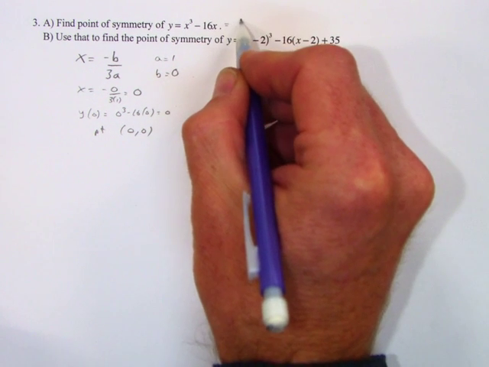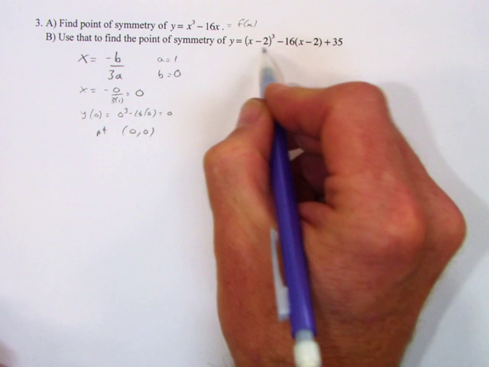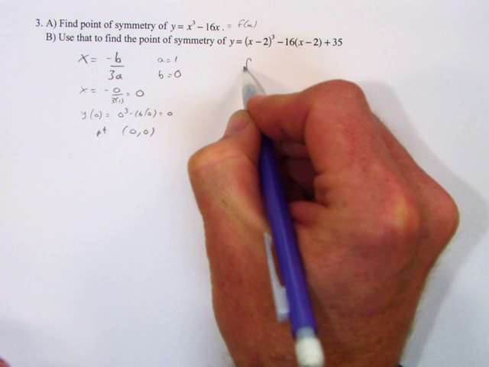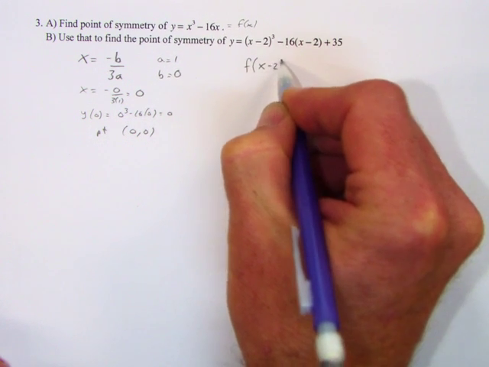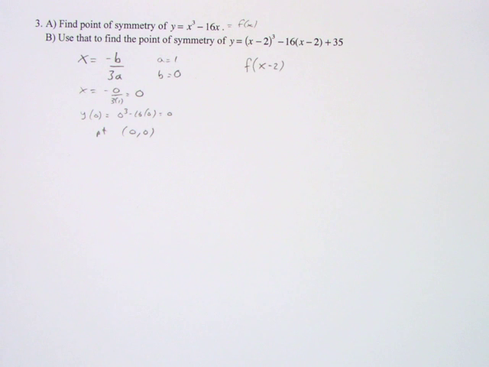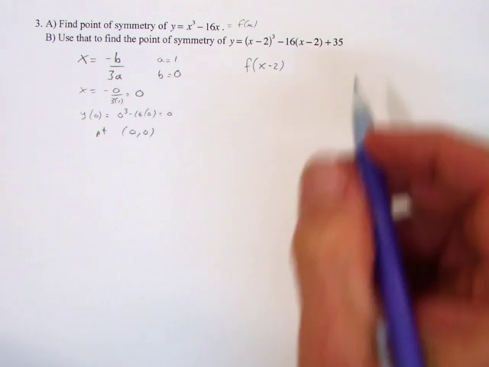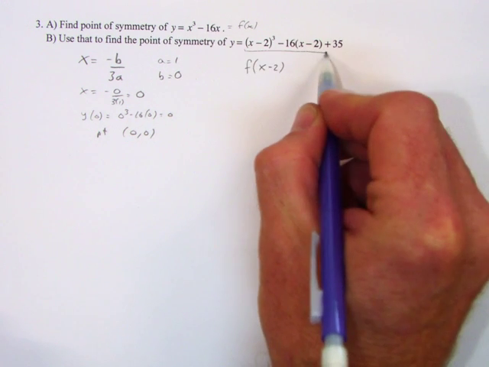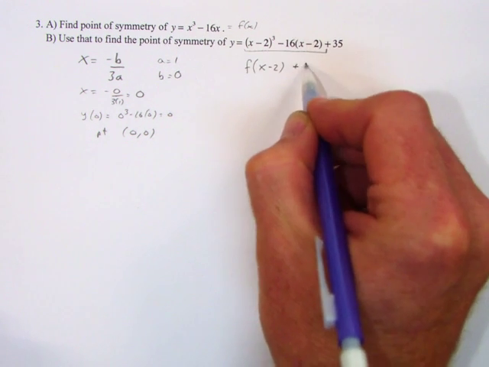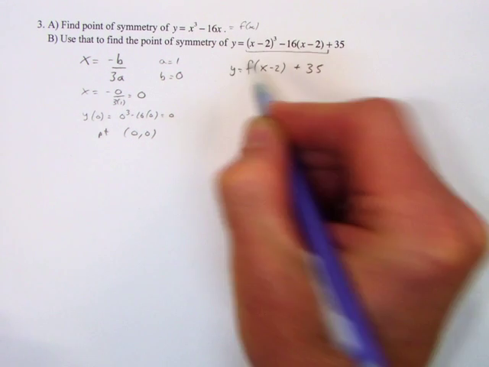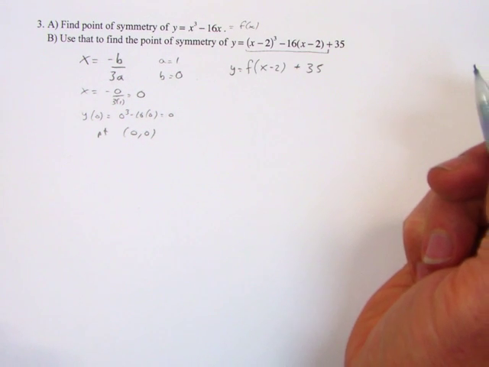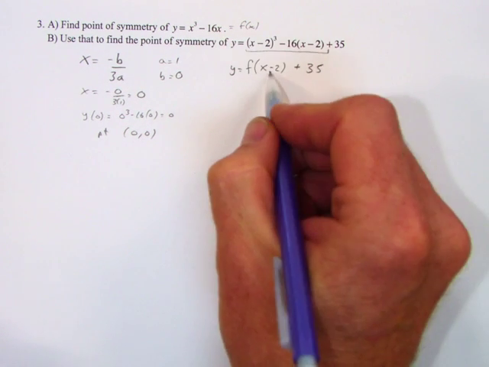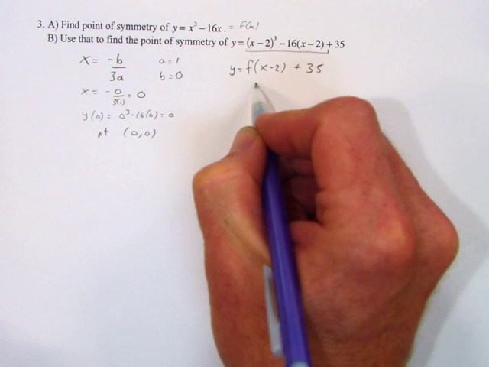If I call this f of x, what would it be when I plug in x minus 2? It would be f of x minus 2. But that would only give me this first part, and then I need to add 35. That's what this equation is. So I'm comparing it to my original and seeing how this original is being transformed. Now I can look and see what this does to the graph.